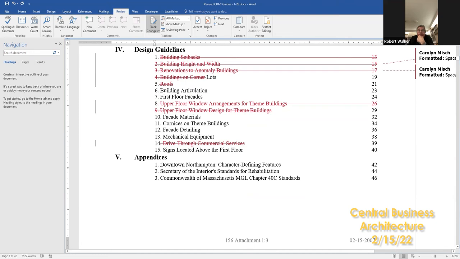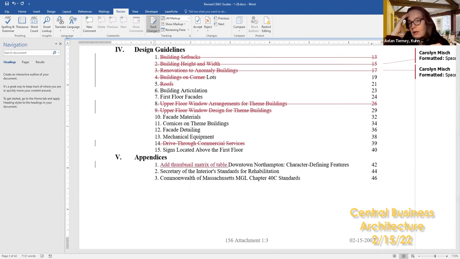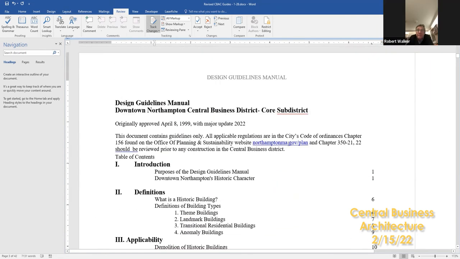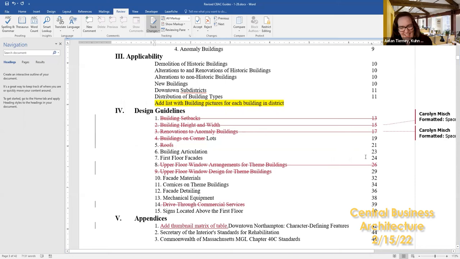Yeah, and like Joe was saying, will you list these things and there'll just be a link that says, see this section of the form-based code? I think that would be very useful. It's up at the top. It's in this paragraph. Sorry, Carolyn. I mean specifically, for each of these: building height and width, see this link. Does that make sense? Yes.